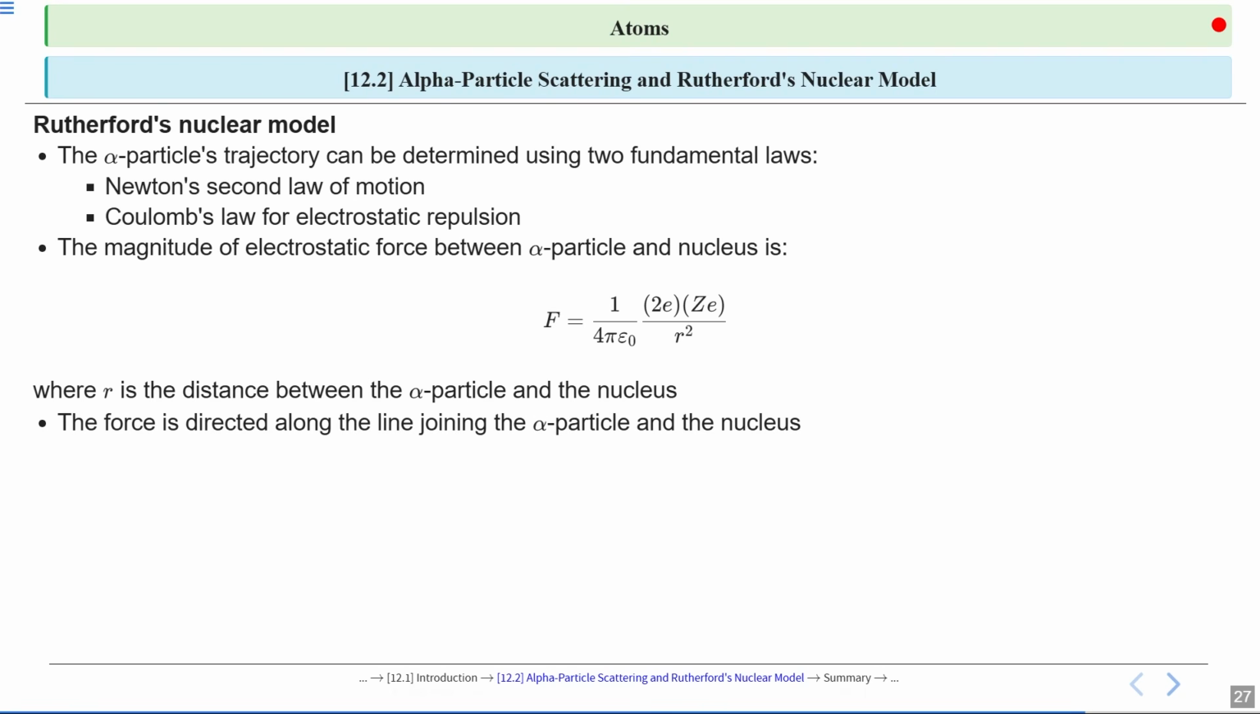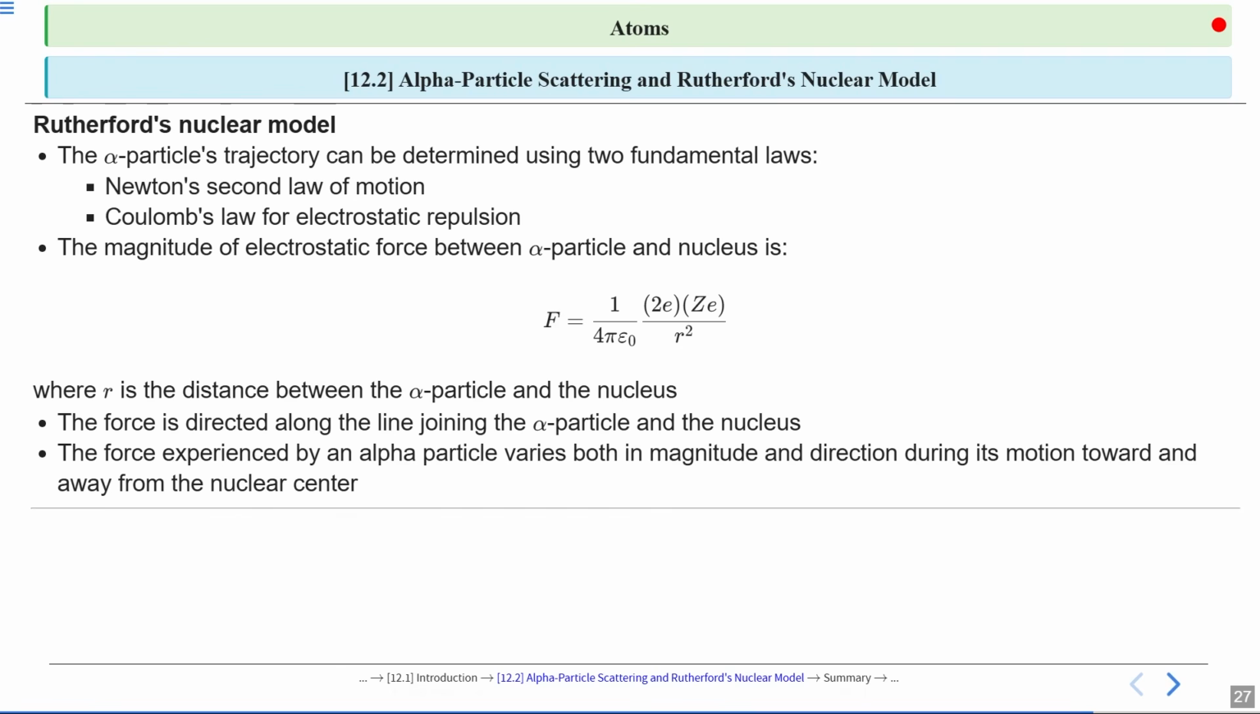The force is directed along the line joining the alpha particle and the nucleus. So this is a central force. Okay, this means the direction of force changes as alpha particle moves, not just its strength. Finally, remember that as the alpha particle moves towards and then away from the nucleus, both the size and direction of the force changes continuously. Okay, this explains why some alpha particles are only slightly deflected while others are scattered at large angles.